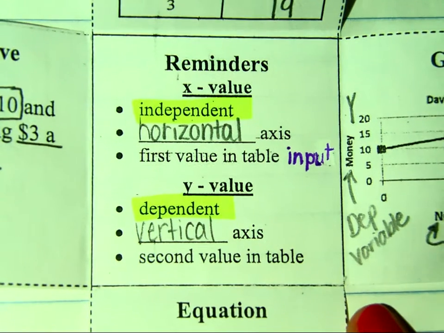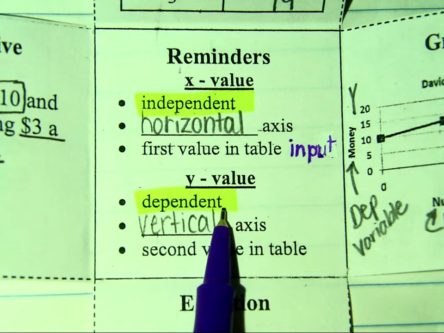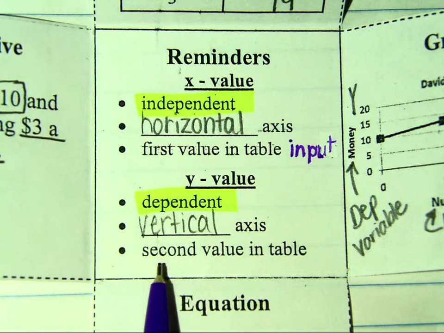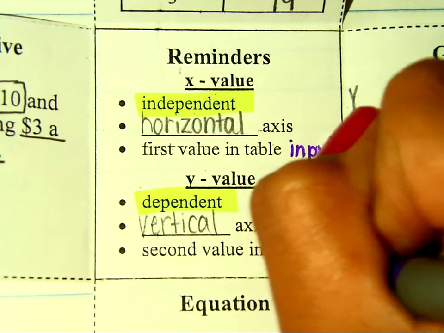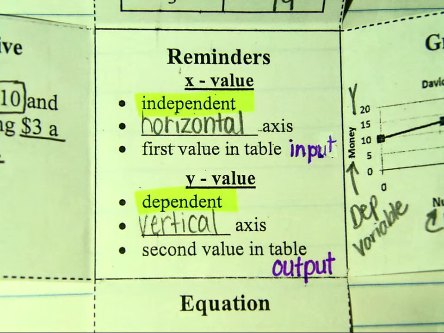The second part is the y value. The y value represents the dependent variable. It is found on the vertical axis. It's the second value in a table, and the term output is generally associated with the dependent variable.